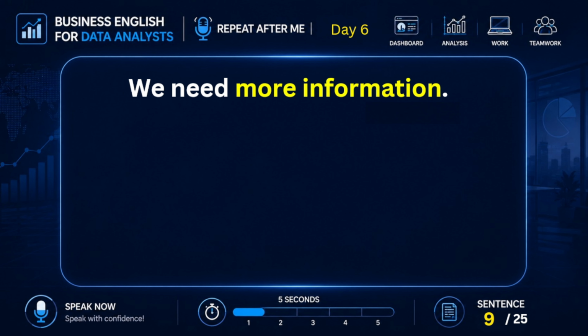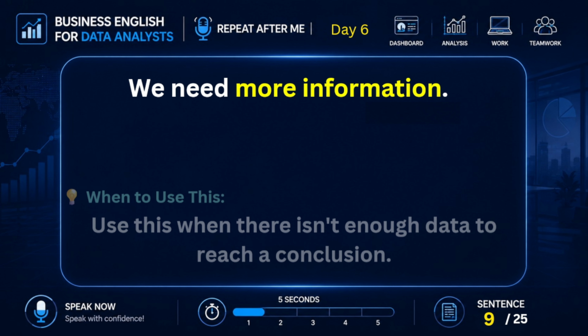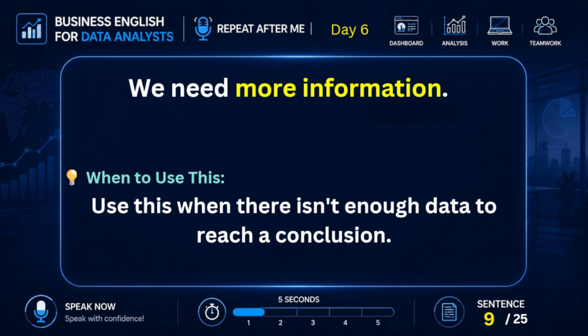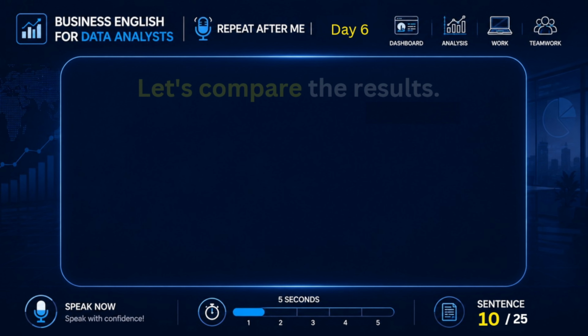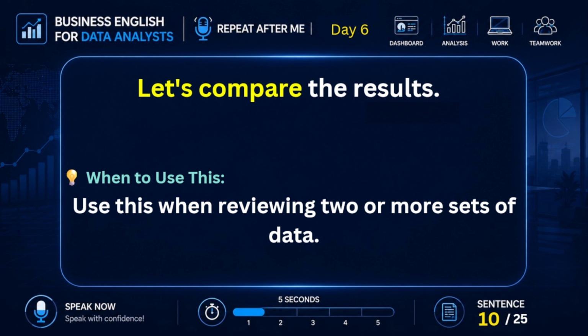We need more information. Use this when there isn't enough data to reach a conclusion. Let's compare the results. Use this when reviewing two or more sets of data.